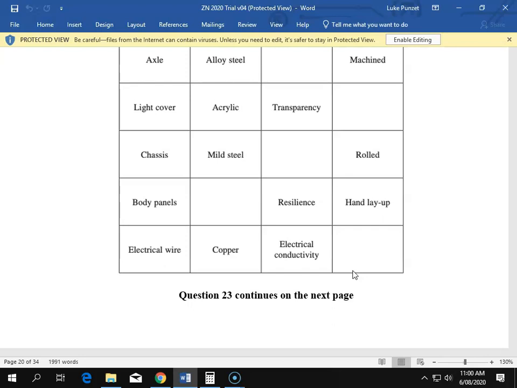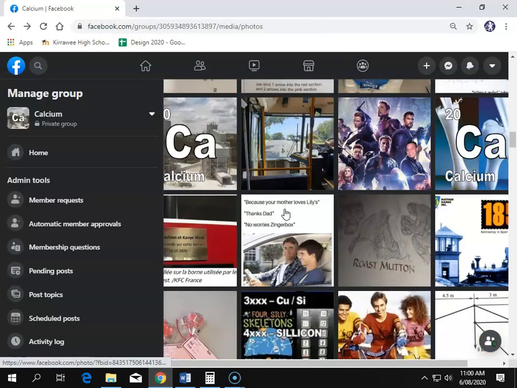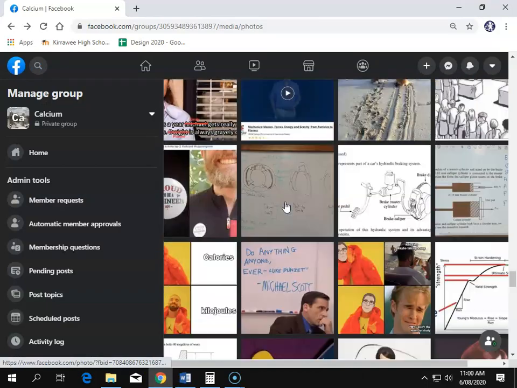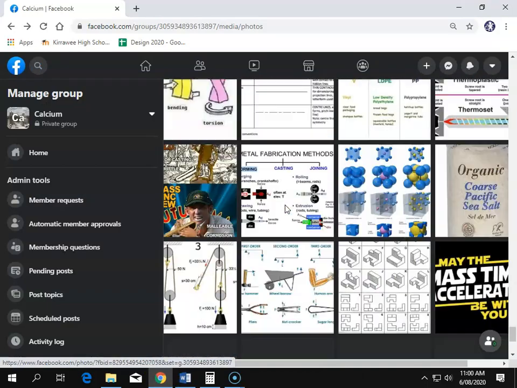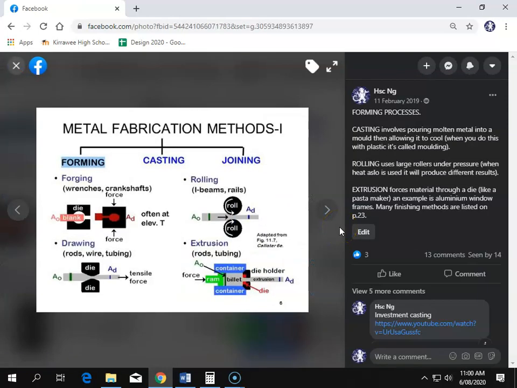Now, what is the method that we use to produce copper wire? Okay, an answer a lot of people gave is extrusion, right? But there's a better answer than extrusion. How do you make wire? Drawing, excellent, right? Drawing. So if we go back to our manufacturing processes, in forming, the four main forming processes, we have forging, rolling, drawing, which is used for rods, wire, and tubing, and we have extrusion, which is used for rods and tubing. Can you see how wire is drawn?